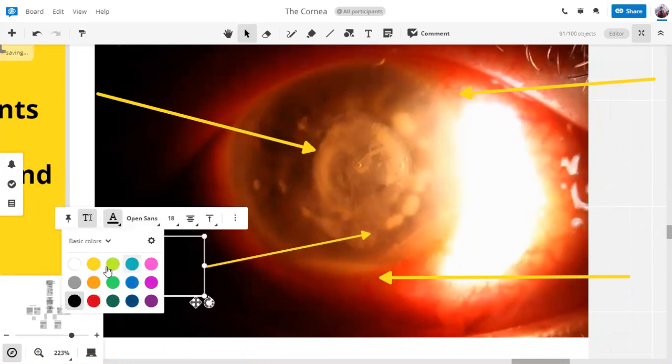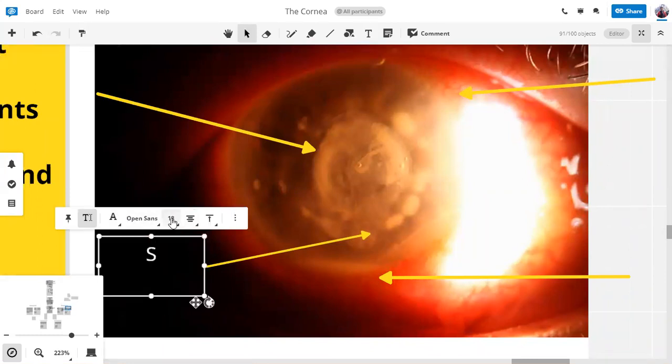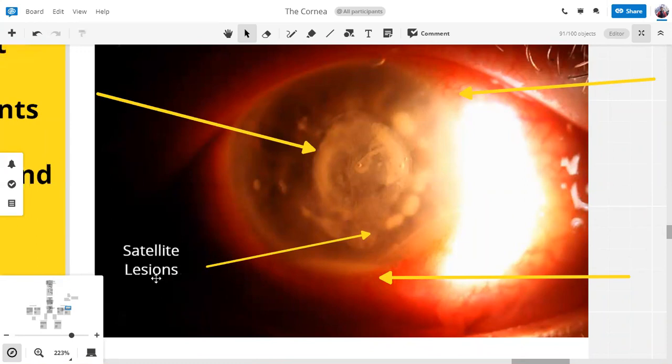Does anyone know what they're called? Called satellite lesions. This is a buzzword. All right, keep this in mind. Satellite lesions. What are satellite lesions? You can imagine that the central corneal opacity is a planet, and this planet has lots of small satellites around it or orbiting it. So a large central opacity with satellite lesions around it.